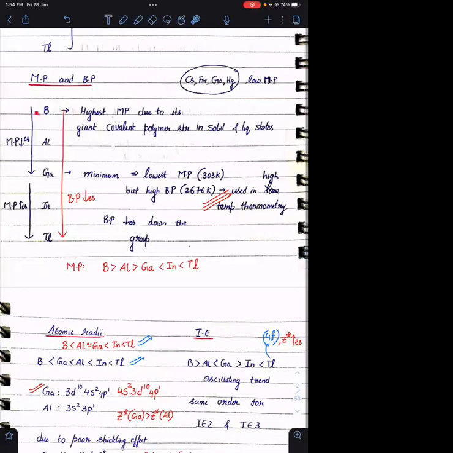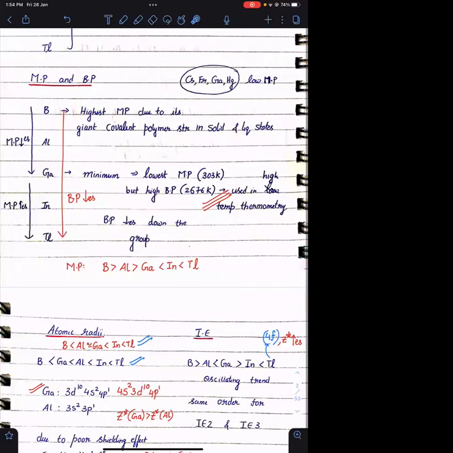In melting point, you have to remember one thing. Up to gallium, the melting point decreases. After that, the melting point increases. In case of boiling point, there is no ambiguity. Down the group, the boiling point decreases. Is that clear, everyone?